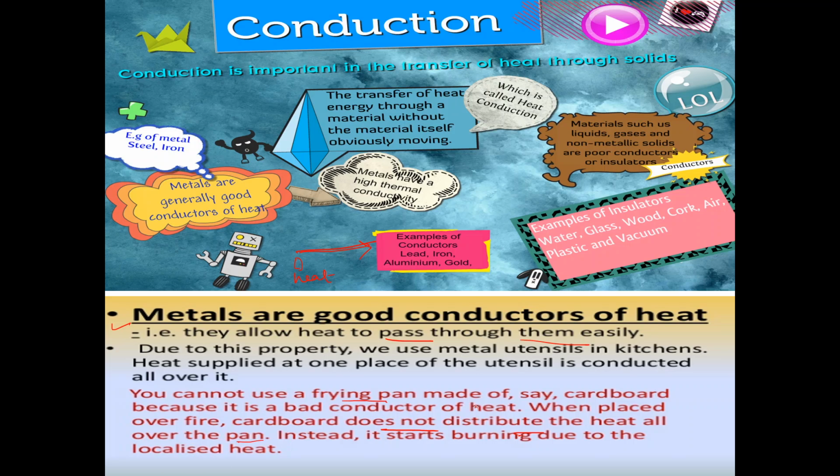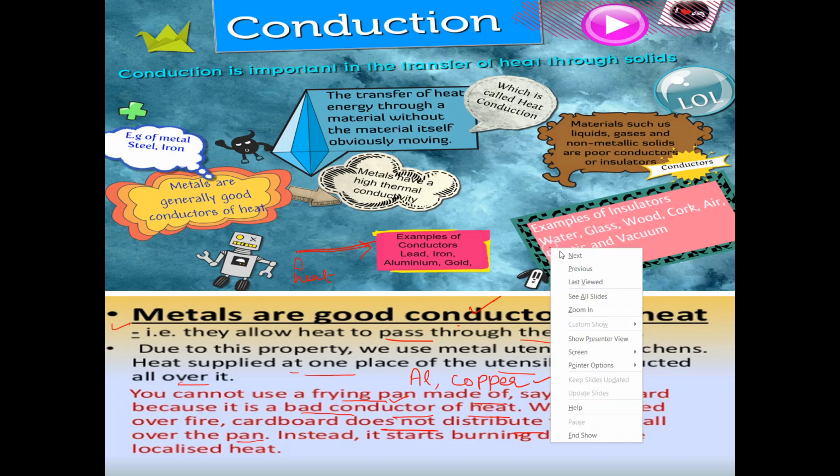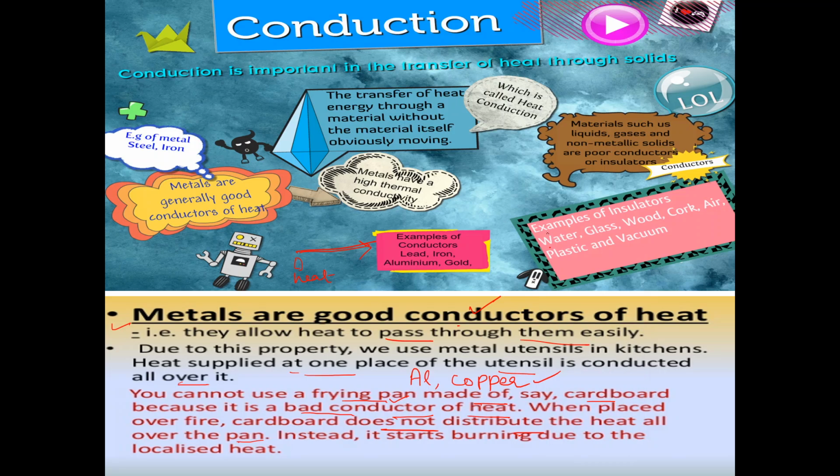You can't use a frying pan made of cardboard. It will catch fire. Why? Because it is a bad conductor of heat. Frying pans are usually made of metals. So utensils used for cooking food are made of metal, aluminium, copper. Why? Because they are good conductors of heat and even electricity. Insulators, what are insulators? They don't conduct electricity and heat. Water, glass, wood, air, plastic, vacuum are insulators.